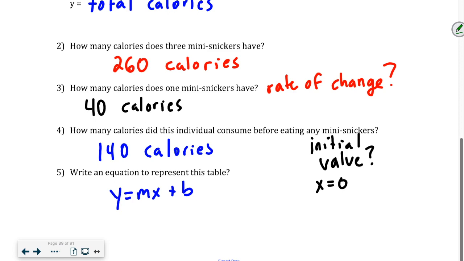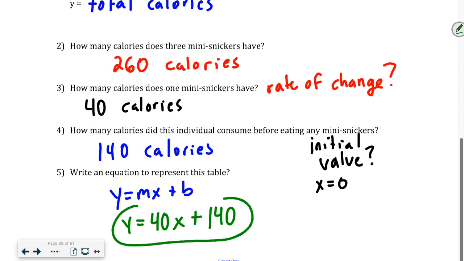All right, filling this in, we know that y equals, m is our rate of change. We know that we have 40 calories per Snicker, so 40x, plus our initial value. We know that we consumed 140 calories before we ate any mini Snickers. So our final equation of the table is y equals 40x plus 140.